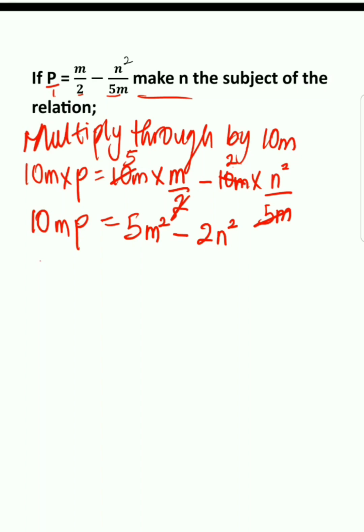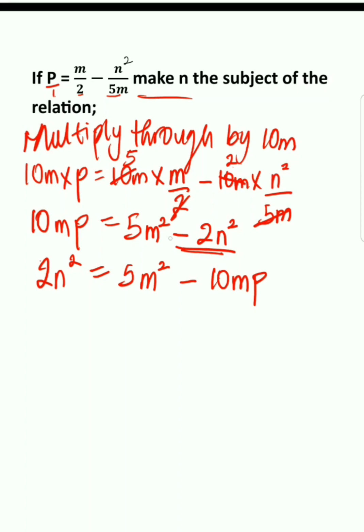Our focus is to make n the subject, and so this is the only term in n, but the coefficient here is negative. This is n squared. So let's make this positive first. Take this term to the left hand side, becomes plus 2n squared equals 5m squared. This is minus 10mp. When it crosses to the other side, it becomes minus 10mp.